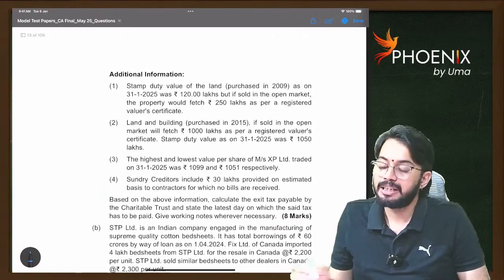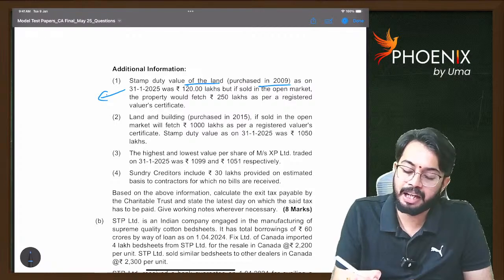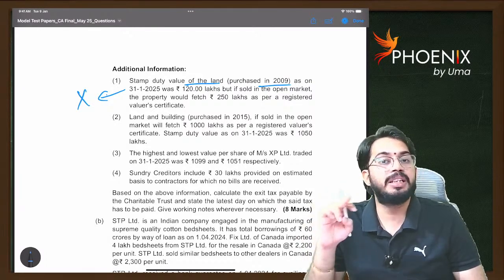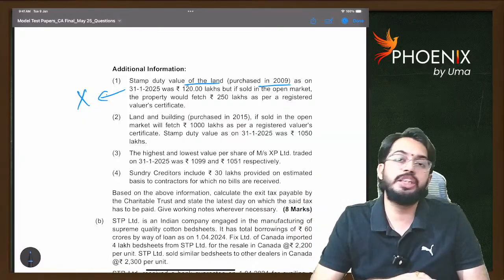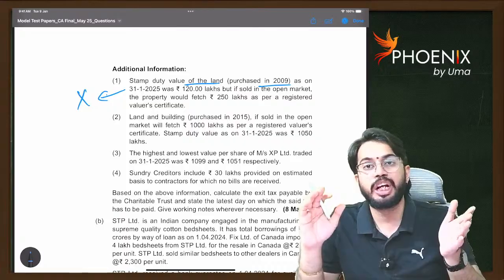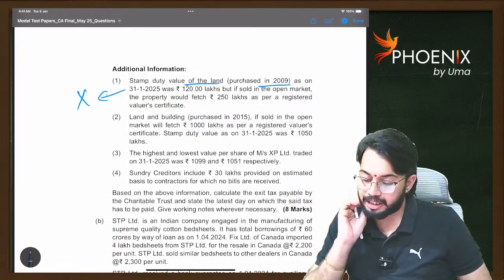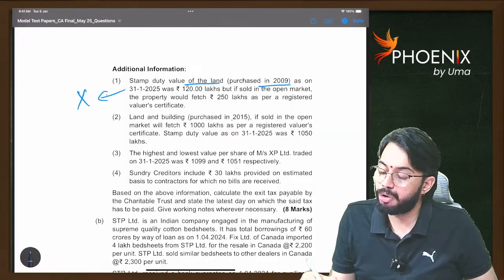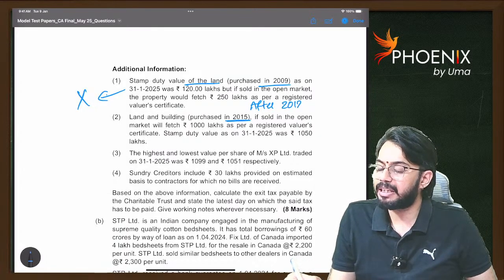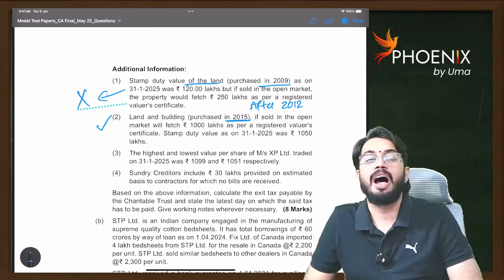Additional information: stamp duty value of the land purchased in 2009. This should not be considered in calculation of accreted income because this land is purchased before trust registration. So if any asset is purchased before trust registration, that is to be excluded while calculating the accreted income. Next, land and building purchased in 2015. 2015 means after 2012, that means after trust registration. So this will be considered in calculation of accreted income.